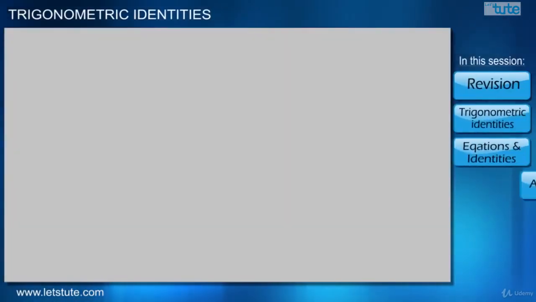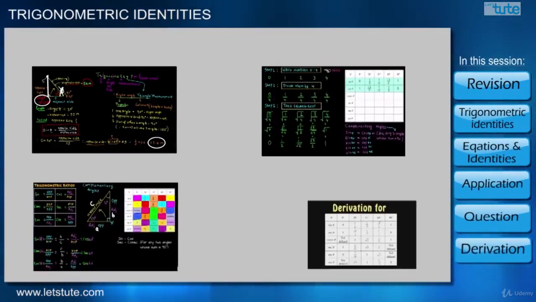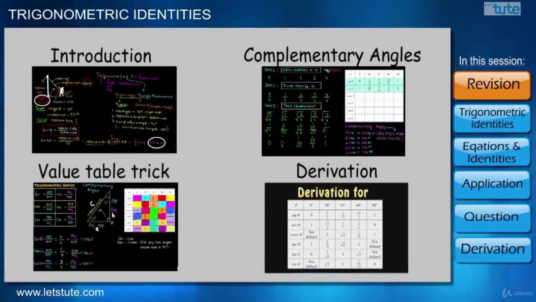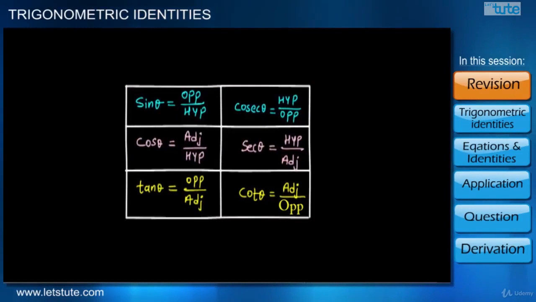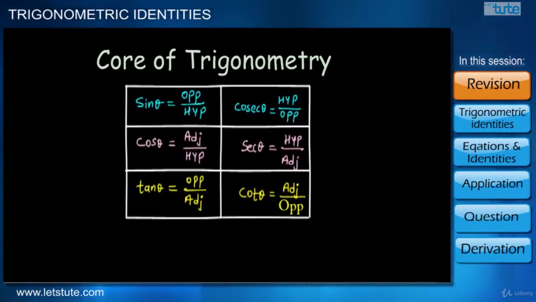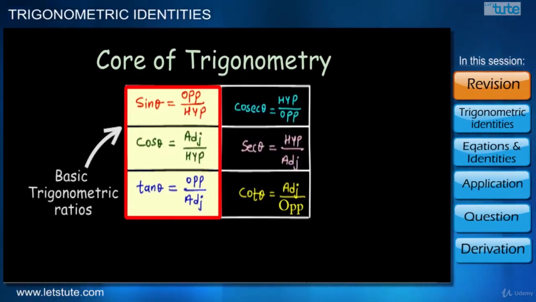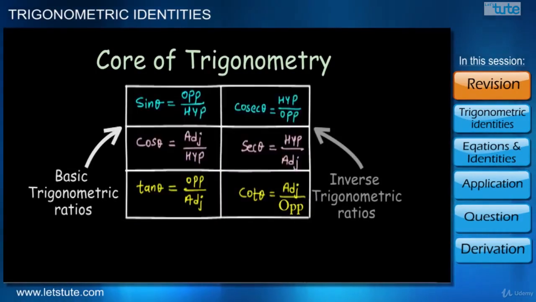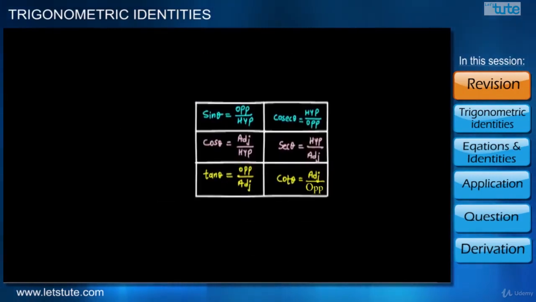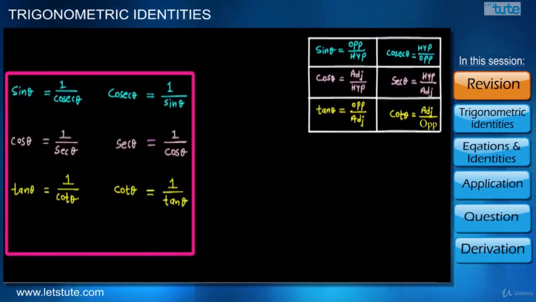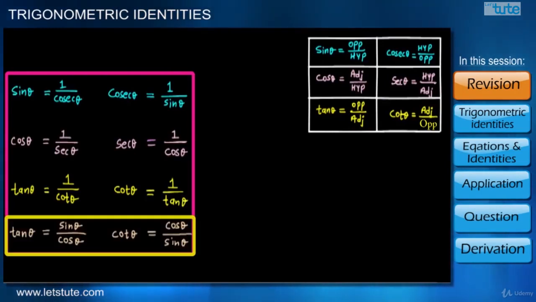Hello everyone. In our previous sessions, so far we have learned many things in trigonometry. We have also understood well that these 6 trigonometric ratios are the core of trigonometry, where sine, cos, tan are called basic trigonometric ratios, as the other 3 are just reverse. So we write them as. We also know that tan is the ratio of sine and cos, so we write cot as cos upon sine.